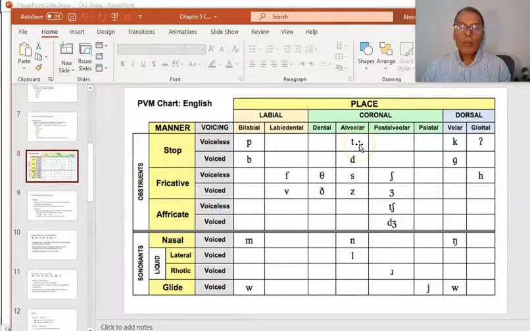T, d. T is voiceless. D is voiced. And both of them are stops. These both are called alveolar sounds. So we say T is a voiceless alveolar stop. D is a voiced alveolar stop. Then we have the K and G. Both of these are velar, meaning in the back of the mouth, at the velum or the soft palate.